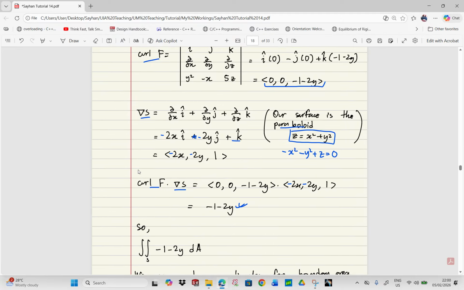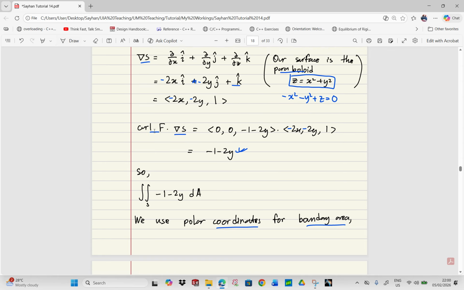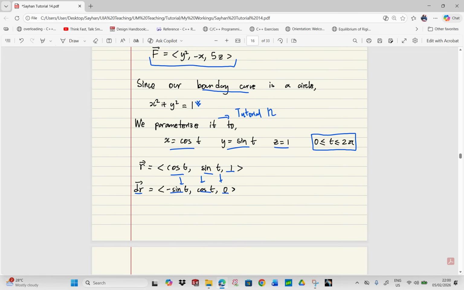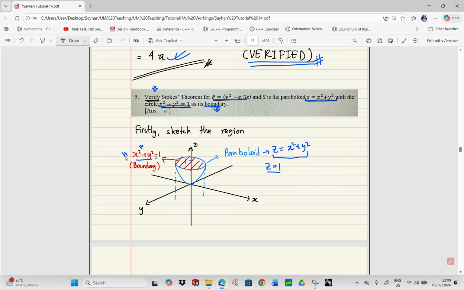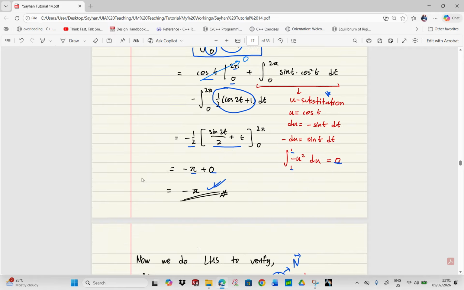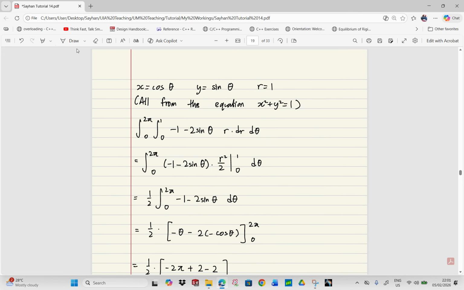In this case, we use polar coordinates to do the integration. We use polar coordinates for the boundary area because, as we see from our region, it's actually a circle, so it's very advisable to use polar coordinates. So x equals cosine theta, y equals sine theta, r equals 1, all from the equation x squared plus y squared is 1.